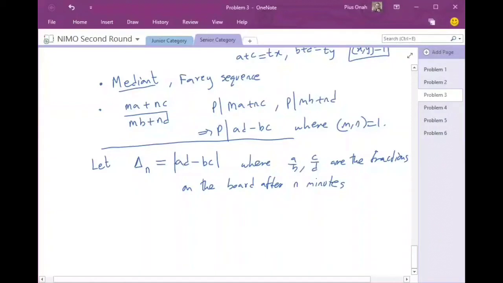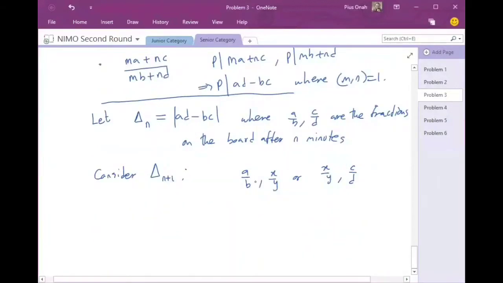Okay, so this is quite an important structure, so we're going to exploit this. Now we want to see how the next term of this sequence is going to relate back to this. So we want to consider delta n plus 1. To get n plus 1, we do need to know what the new fractions are. So we have two options: this or this, where x over y is as I mentioned earlier.